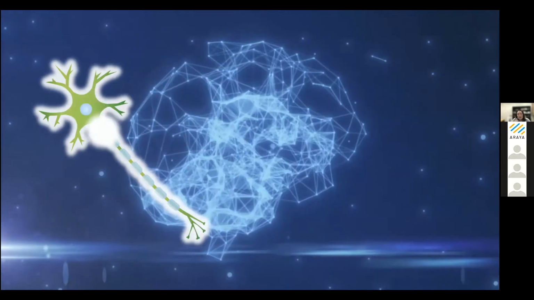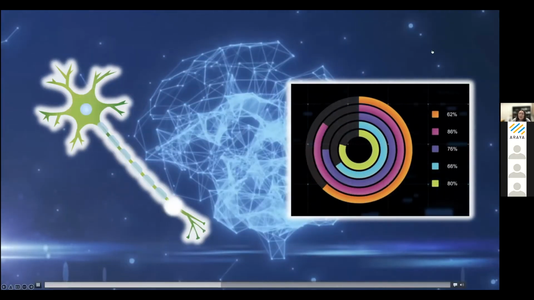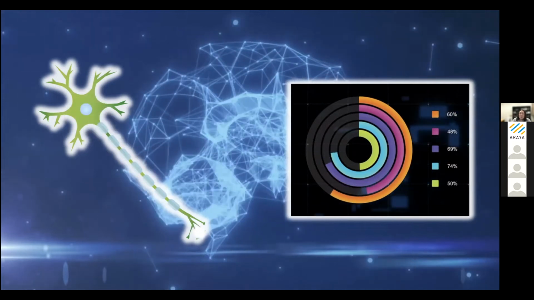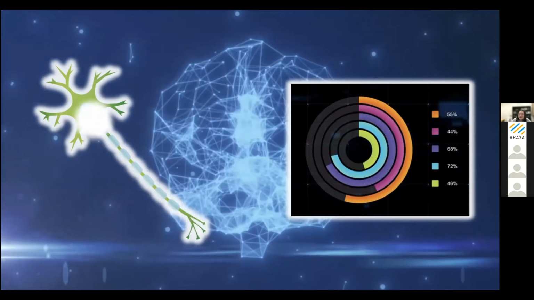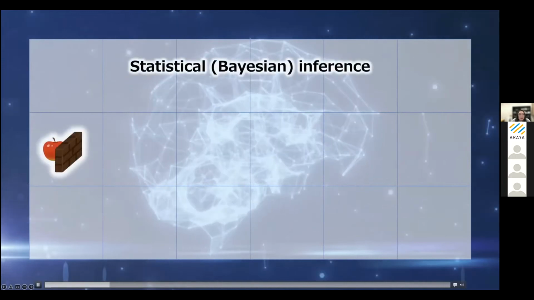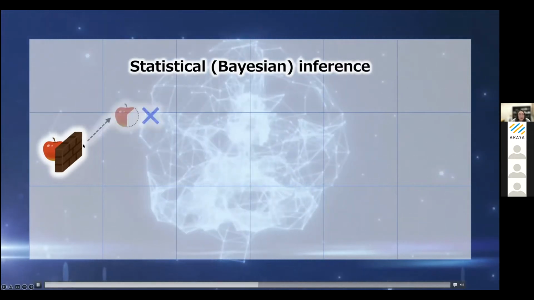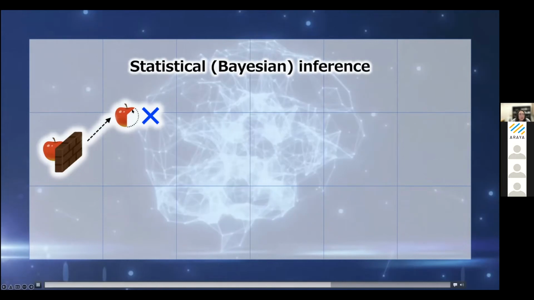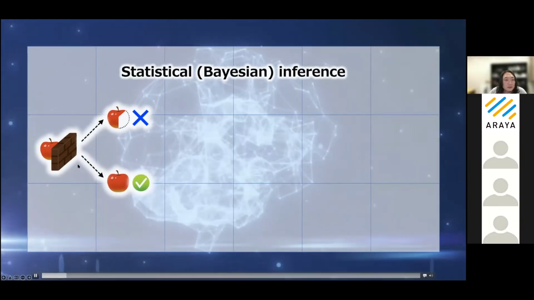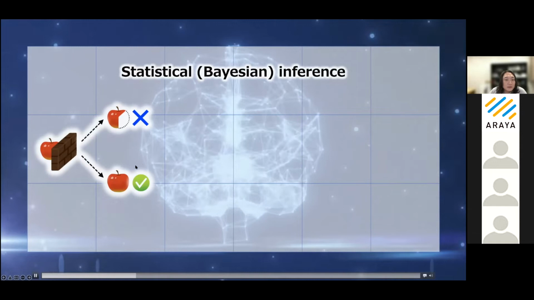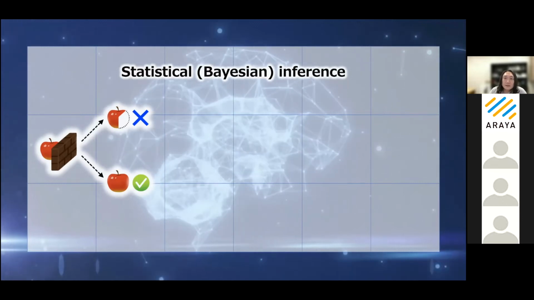Another approach focuses on the information processing of the brain. So the brain is a machine that processes information, and it is considered that the brain processes information using statistics. So for example, if there is an apple near the wall, we usually don't think that this apple is locked in the shape of the wall, but we think that a part of the apple is covered by the wall. So such an inference can be expressed by statistical inference.